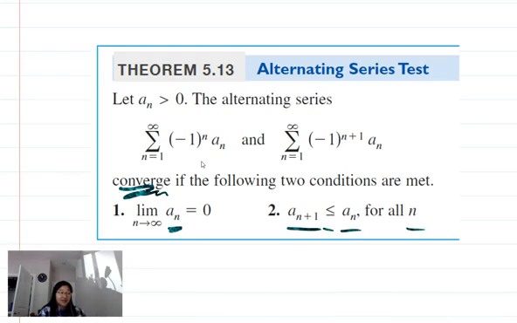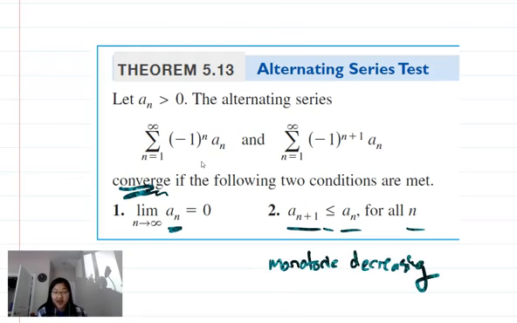meaning that a sub n is monotonic and decreasing. So a sub n is a sequence that is non-increasing. It's either staying the same or going down for all values of n. So think a little bit about how this might be proven, and then we'll talk about it.